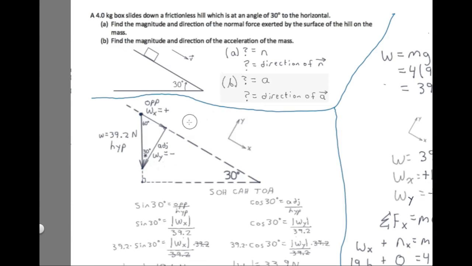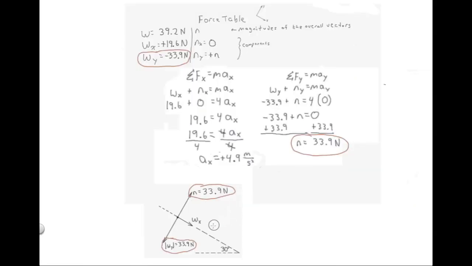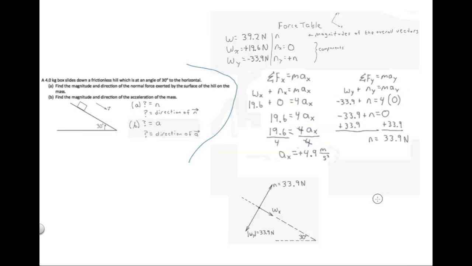Earlier in our solution, we determined that w sub x points parallel to and down the hill, and w sub y points perpendicular to and into the hill. So in this version of the free body diagram, I've drawn w sub x pointing parallel to and down the hill, and w sub y pointing perpendicular to and into the hill. Now we can see that our result for the magnitude of the normal force came out to equal the magnitude of w sub y. They're both 33.9 newtons. Why does that make sense?